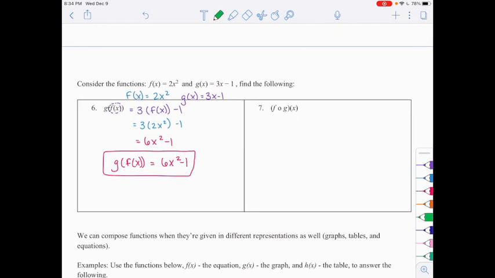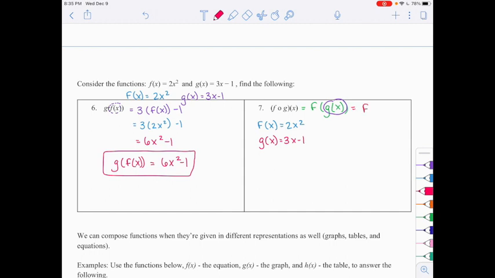Remember, order matters. So here, this funny notation, f∘g, if you will, we can change this to f of g of x. So this means I'm going to take g and put it into f. Recall our functions: f of x is 2x squared, and g of x is 3x minus 1.